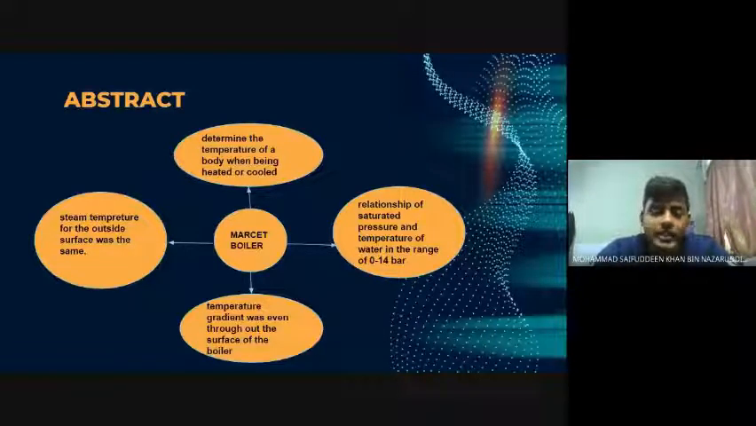We assume that the temperature gradient was even throughout the surface of the boiler and the steam temperature of the outside surface was the same. In theory, values given in the steam table should be the same or similar to our recorded values. In the case that they are not, it will mean that there is an error in our experiment.